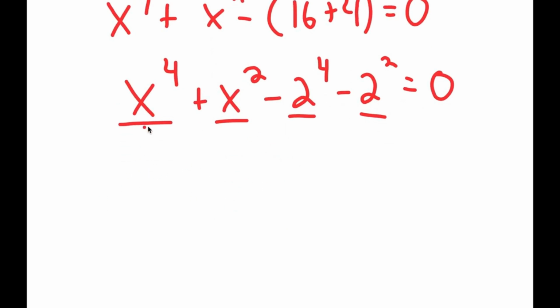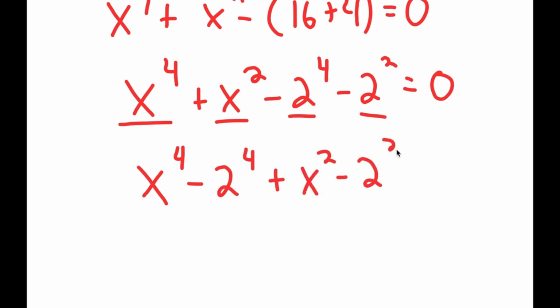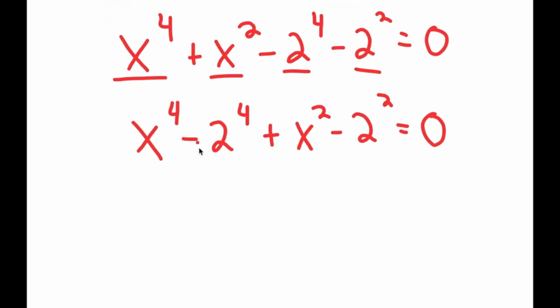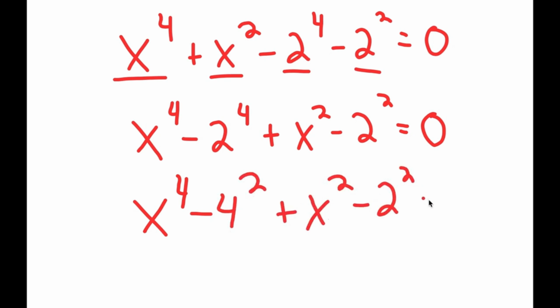Now I can put the powers of 4 together and the powers of 2 together. So I get x to the power 4 minus 2 to the power 4 plus x squared minus 2 squared is equal to 0. Now, 2 to the power of 4 is 16, and 16 is the same thing as 4 squared as well. So I get x to the power of 4 minus 4 squared, and I have this plus x squared minus 2 squared.